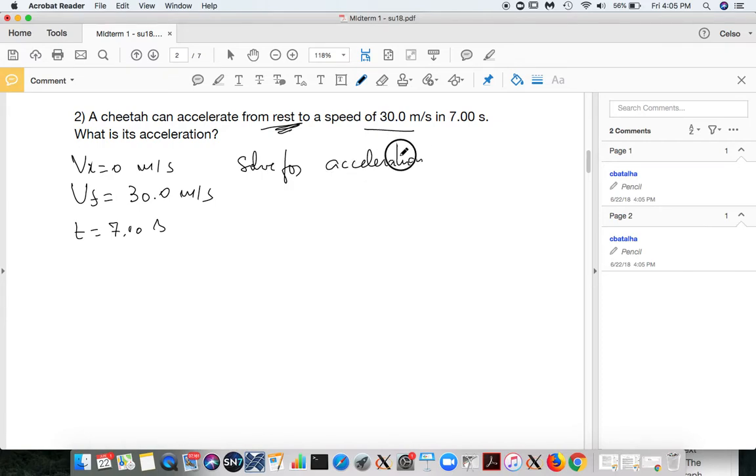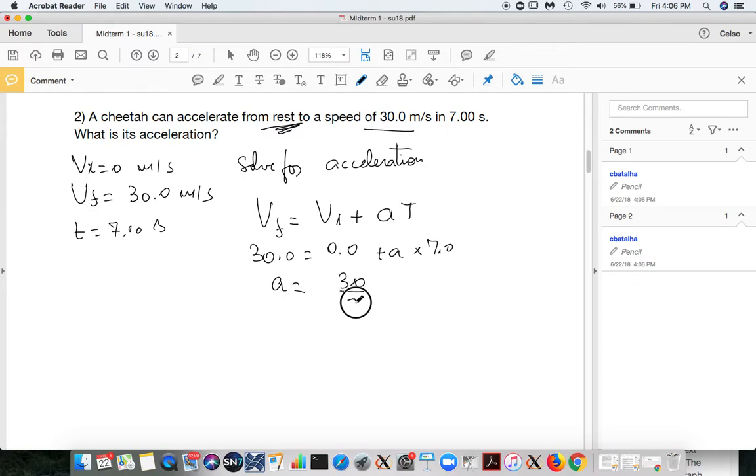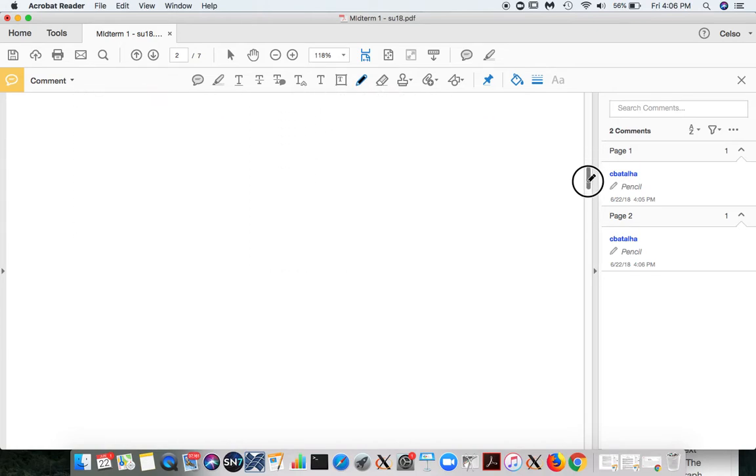Well, out of the three equations we are studying, it seems the one that relates velocity, acceleration and time is the best one. And that's what we're going to do. So 30 is equal to 0 plus a times 7. Acceleration is 30 divided by 7 meters per square second.